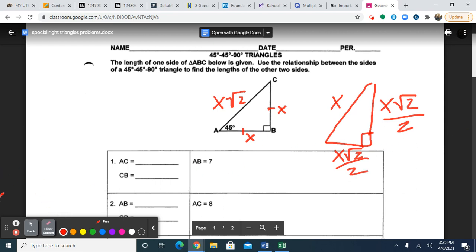So let's start with number 1. It says A to B. We're using the same triangle as up here, so A to B is 7. That means B to C has to be 7 as well. And our longest side, the hypotenuse, has to be 7 square root of 2. So C to B is 7, and A to C is 7 square root of 2.